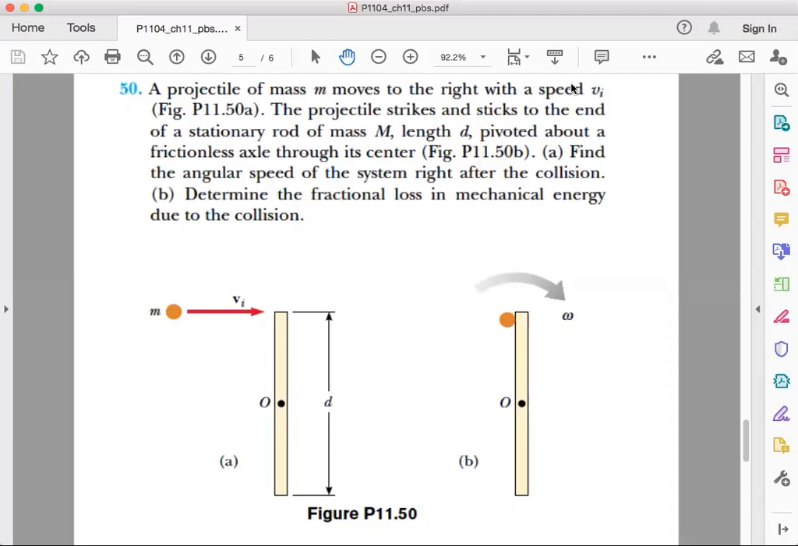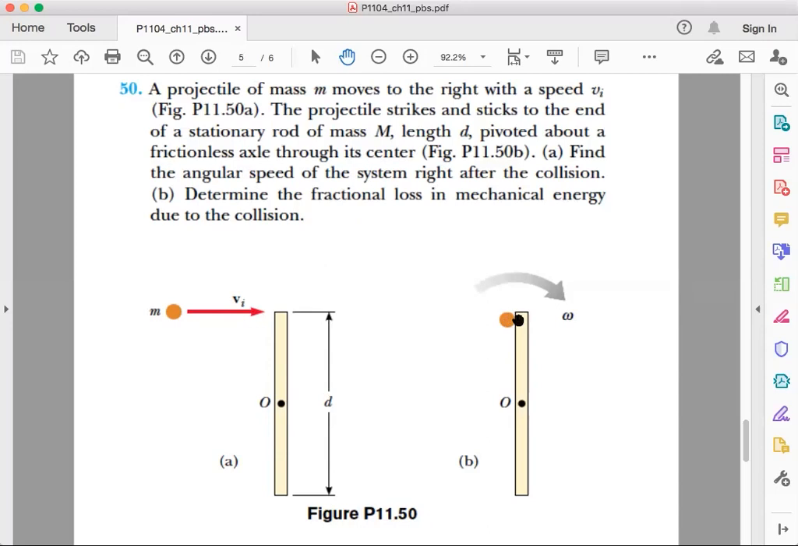Chapter 11, problem 50. A projectile of mass small m moves to the right with the speed vi, as you can see in the figure here. So this is the particle of mass m moving with vi. The projectile strikes and sticks to the end of a stationary rod of mass capital M and length d, which is pivoted about a frictionless axle through its center. You have to find the angular speed of the system right after the collision.